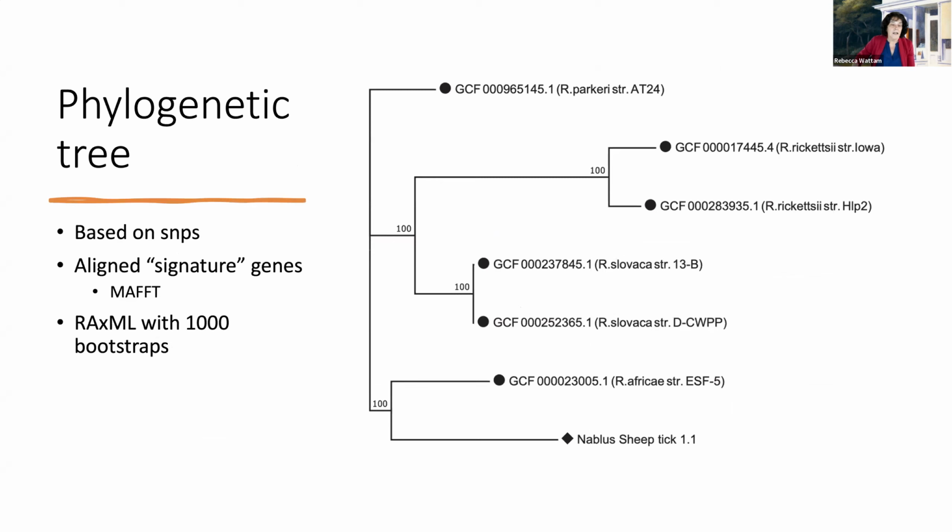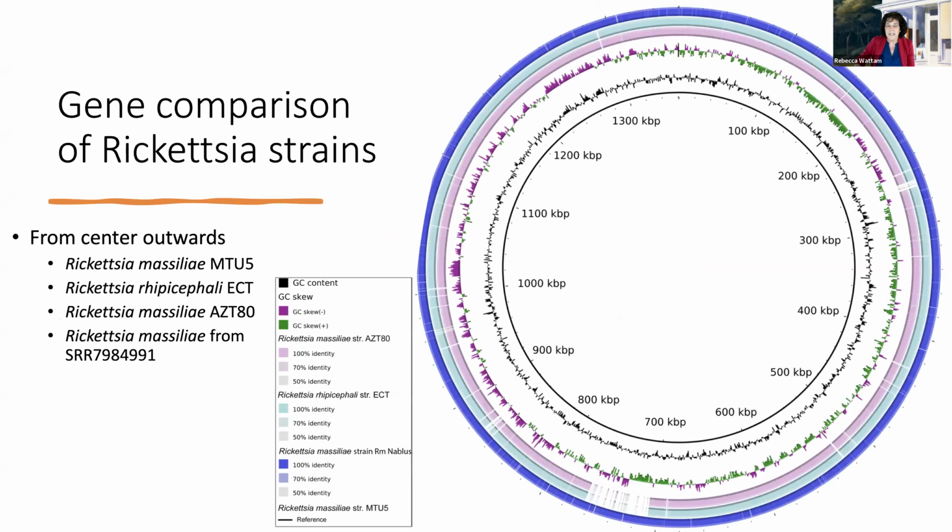They created phylogenetic trees. Now, their phylogenetic trees were based on SNPs. They aligned signature genes. I wasn't sure which those genes were because the article didn't go into that much detail or how many SNPs there were. And they built trees with RAxML. And then they did gene comparisons, not just of Rickettsia strains, but of everything that they found. And they used something called Rory.